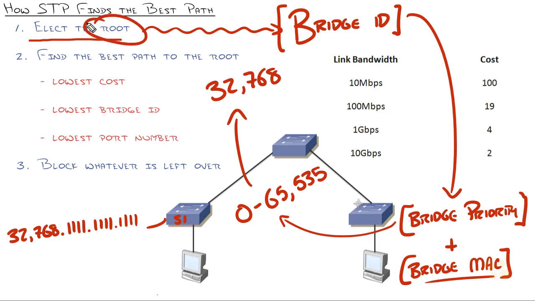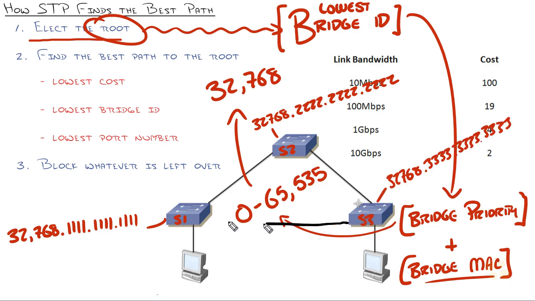The root bridge will be the switch with the lowest bridge ID. So let's say this guy is switch 2 and follows a similar pattern. 32,768 default priority, dot, and then its own MAC address. We'll call it 222. And we've got switch 3 in the same situation. And let's add our redundant link back in.